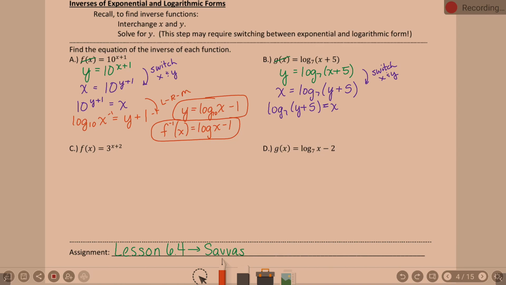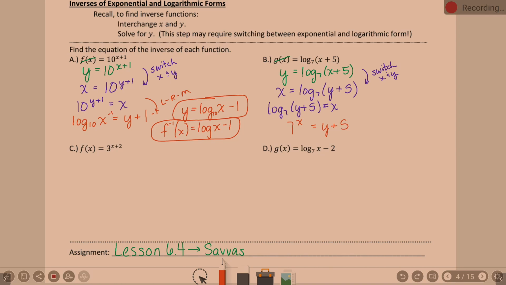So the left is what? 7. The right is x. 7, the left, raised to the right equals the middle of y plus 5. Okay, that's your left, right, middle.